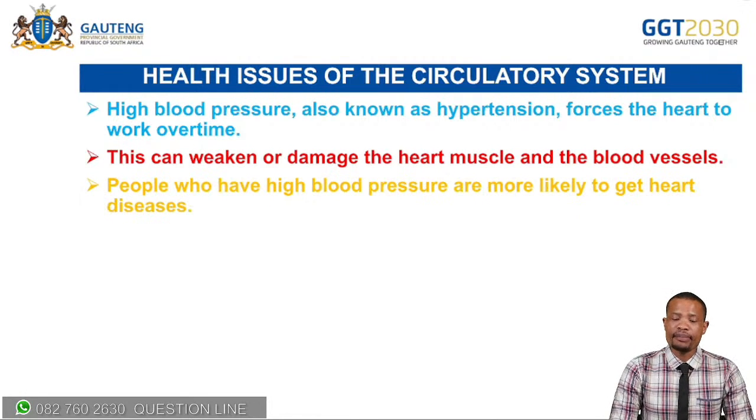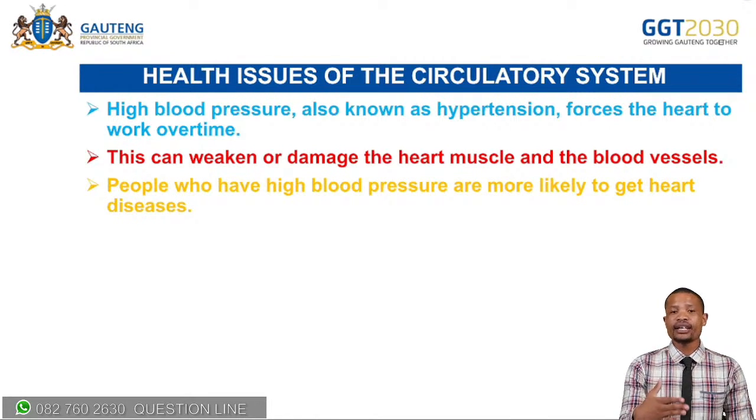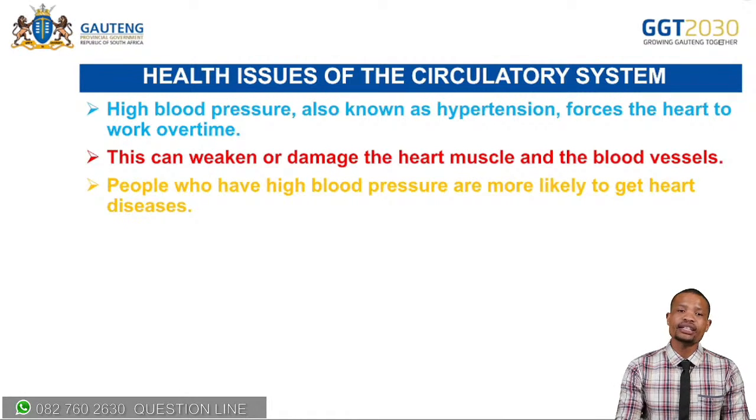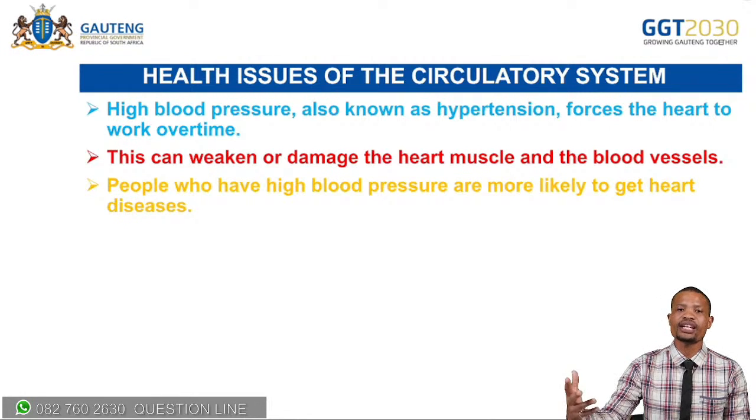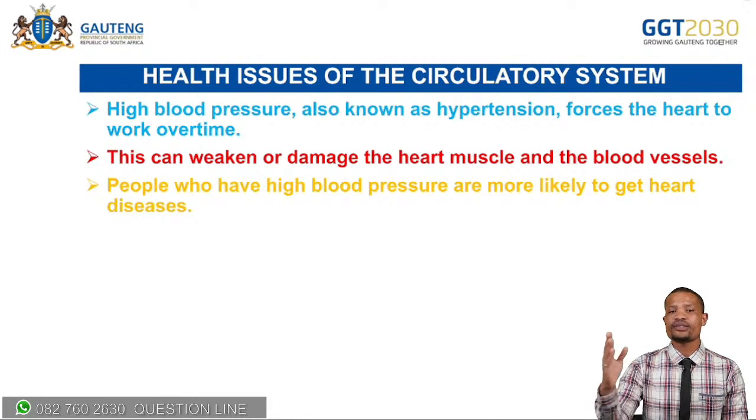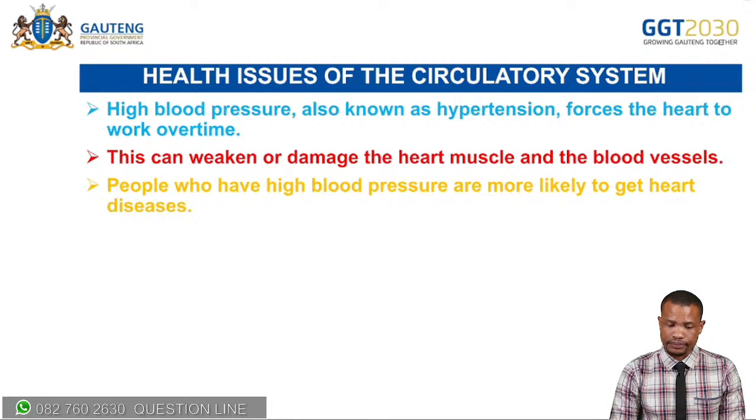So people who have high blood pressure are more likely to get heart diseases. Why? Because the oxygenated blood coming from the heart is now unable to reach the target cells. Right? So now there's a blockage in the pathway for the blood to flow. So this may end up causing heart diseases because the heart is now unable to fulfill its functions, because there's a blockage in the pathway where it's trying to push the blood to flow through.